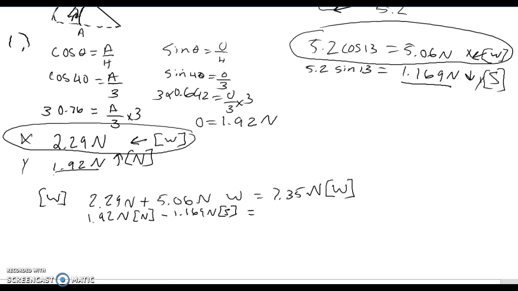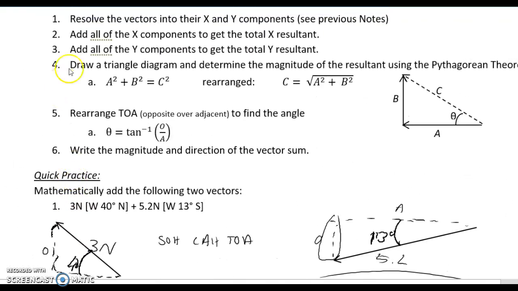Now the answer that we get for that, 1.92 minus 1.69, is 0.751 newtons. And the resultant is going north, right? So north is a little bigger than south, so it should end up going north. Okay, so from here, now you can do a couple of things. We just did 1 and 2. We just did 2 and 3.